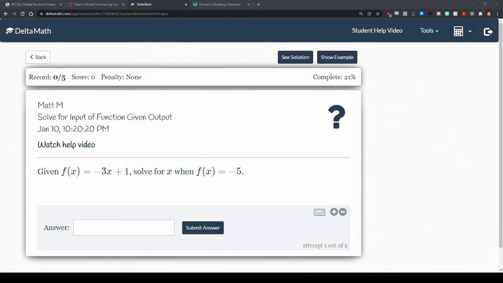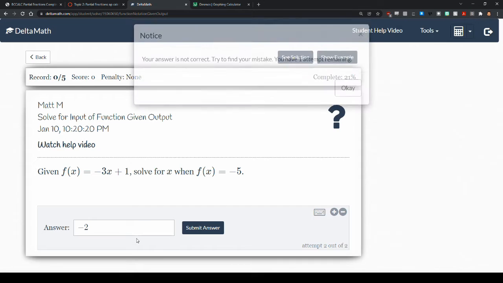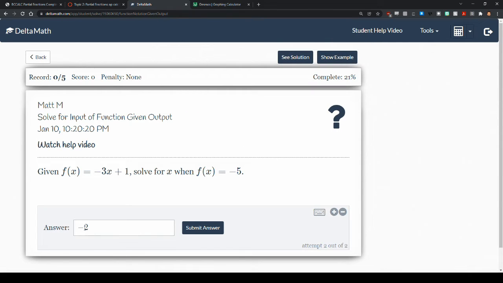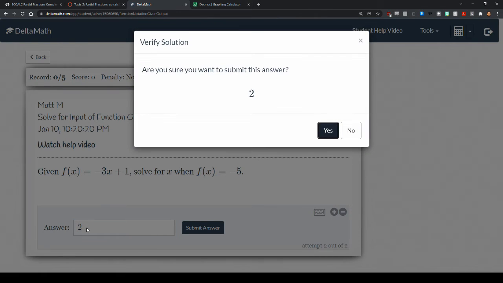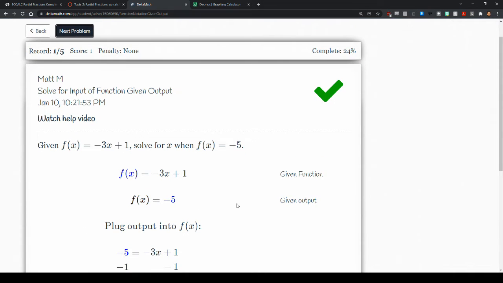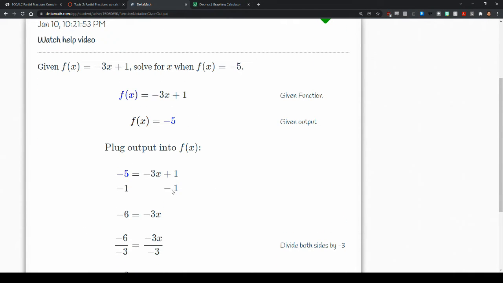Let's plug it in, see if it's right. Negative 2. Oh, I'm sorry, positive 2. Positive 2. Oops. There we go. Just like we wrote it up.